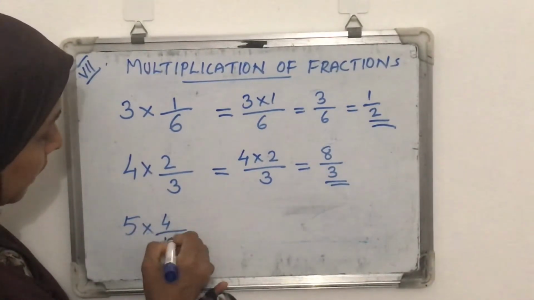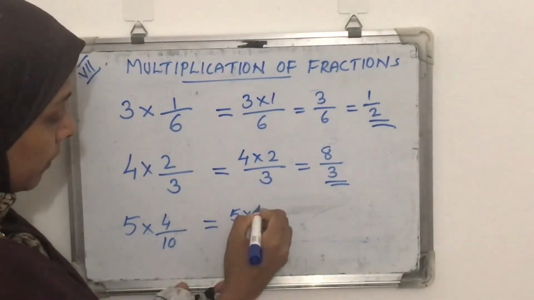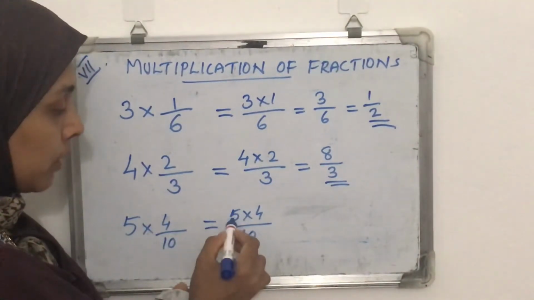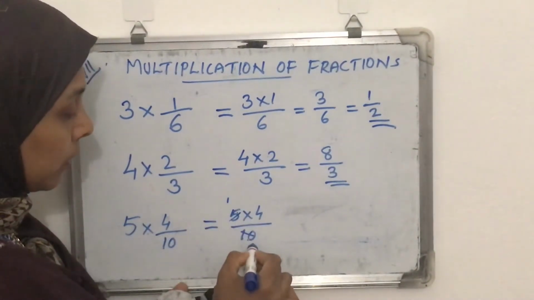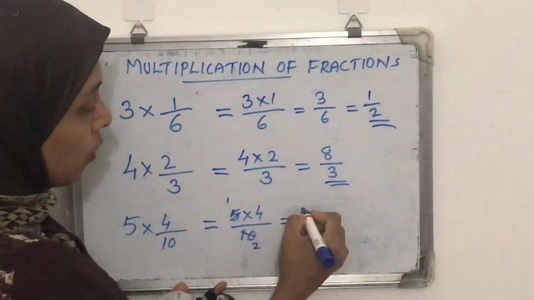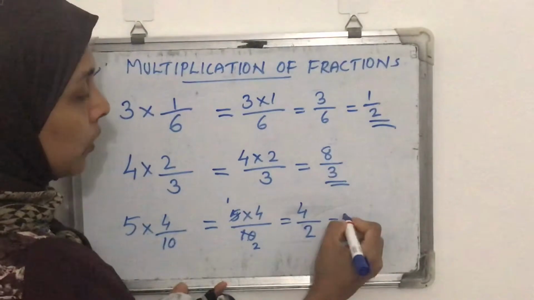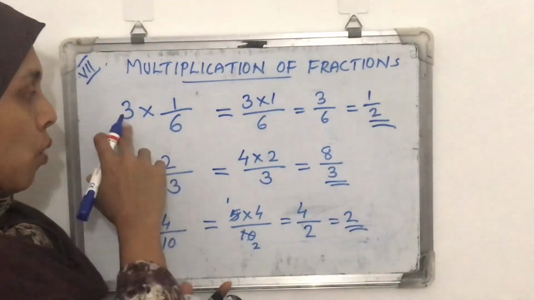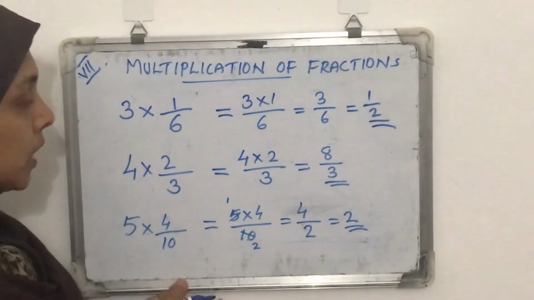Okay. Another example, 5 into 4 by 10. How can we write 5 into 4 divided by 10? 5 and 10 you can cancel. When you divide by 5 you will get 1 here, and for 10 you will get 2. So what is remaining in the numerator? 1 into 4, it will be 4, and the denominator part is 2. So again we know that its answer is 2. Okay. This is the multiplication of a whole number with a fraction. Is it clear? I will give many examples as homework.